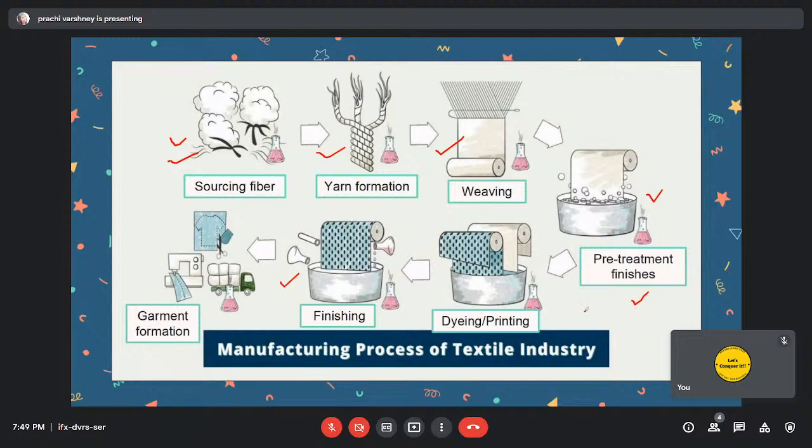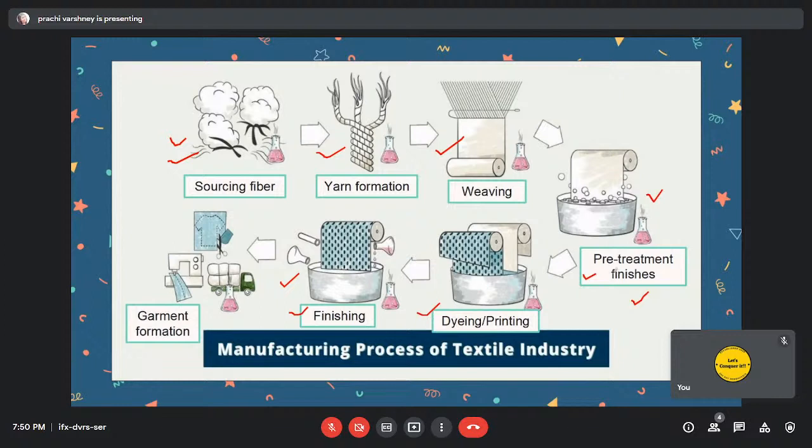Then after pre-treatment finishes, we can do dyeing, printing, depending upon what kind of technique we want to use, or what kind of effect we want on those fabrics. Then we will do finishing. What is the difference between finishing and pre-treatment finishes? Pre-treatment finishes are done before the dyeing or printing. This is the main, important process to do dyeing or printing.